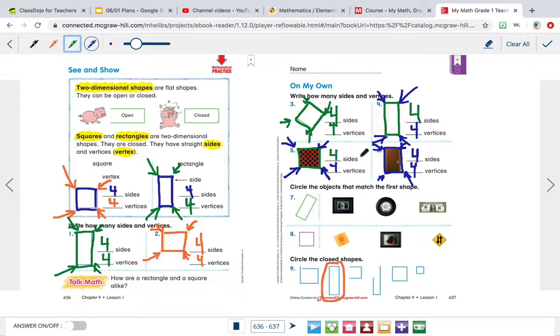Now let's do number 7. Here is a rectangle, and it's a long rectangle. So here's this picture frame. It's not the same shape, it's a square. This tire is a circle, that's not the same shape. But this dollar bill is a nice long rectangle, so I'm going to circle it.